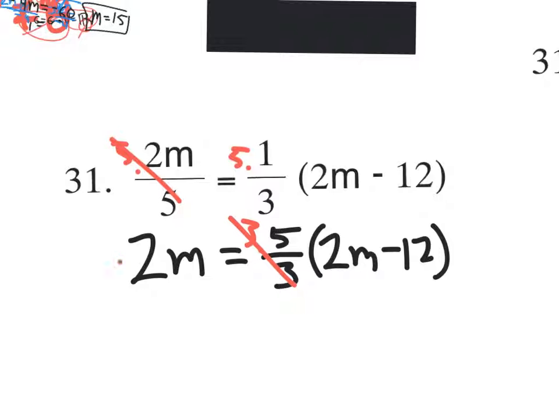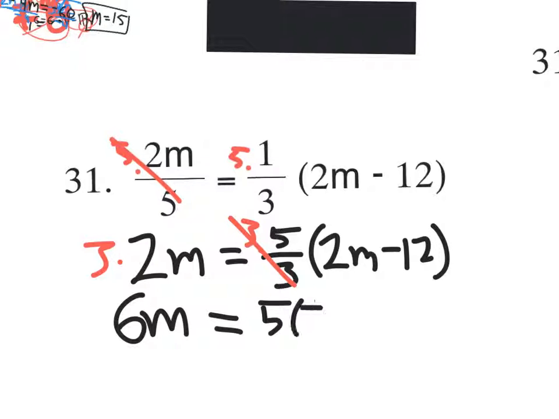Times 3 cancels times 3. You get 6m equals 5 times 2m minus 12. So you'll get to the same answer anyway. So that's just another option. If you don't want to use the LCD, you could get rid of one fraction at a time. Are we good? Okay. Let's try even another way of doing this.